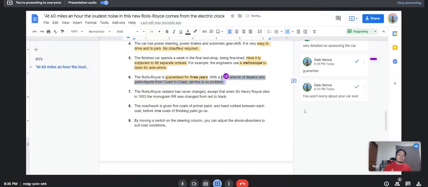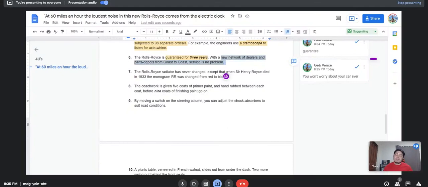So he's just telling them na you're not gonna have a concern na masisira bigla yung car mo, tapos wala na, nasayang na yung pera. Diba? Number 7. The Rolls-Royce radiator has never changed, except that when Sir Henry Royce died in 1933, the monogram RR was changed from red to black.